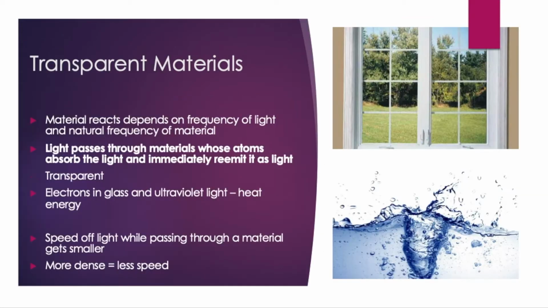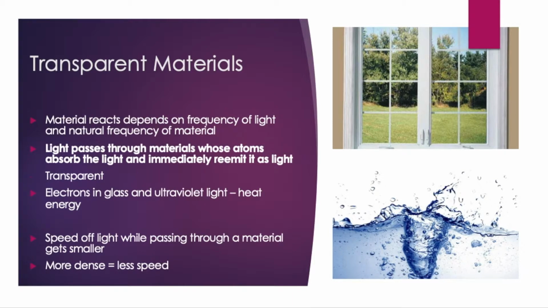Now, how a material reacts to electromagnetic waves depends on the frequency of the light and the natural frequency of an electron in the material. The natural frequency of an electron depends on how strongly it is attached to a nearby nucleus. Light passes through materials whose atoms absorb the energy and immediately re-emit it as light. Materials that transmit light are transparent.